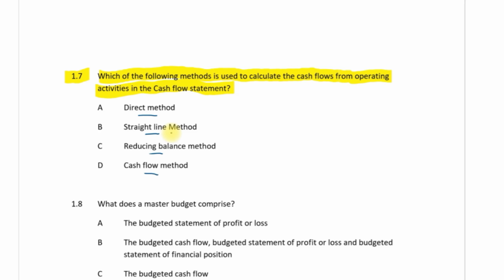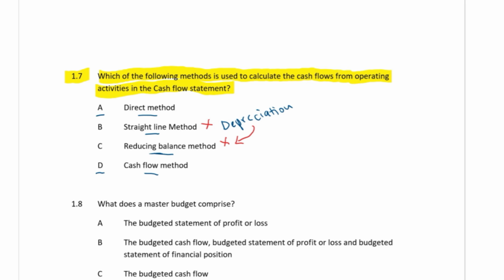Now, I can tell you for a fact that this one is not correct and this one is not correct. The straight line method is a method that is used to calculate depreciation. Also, this is another method that is used to calculate depreciation. So we are only left with two options. There's A and there's D.